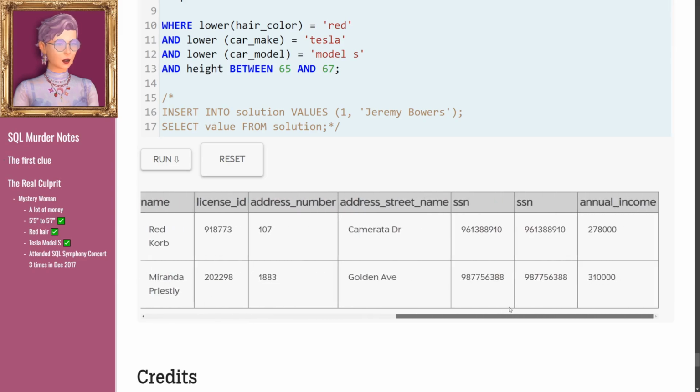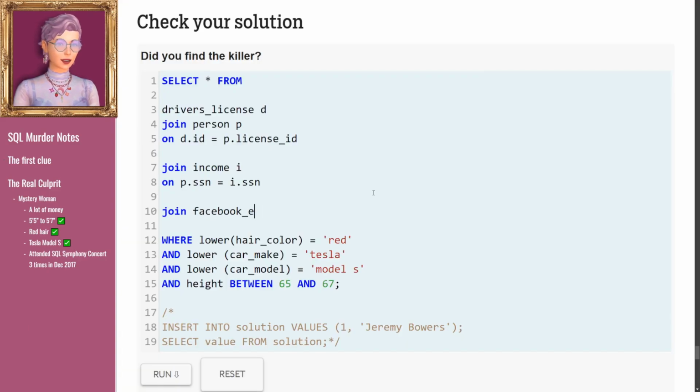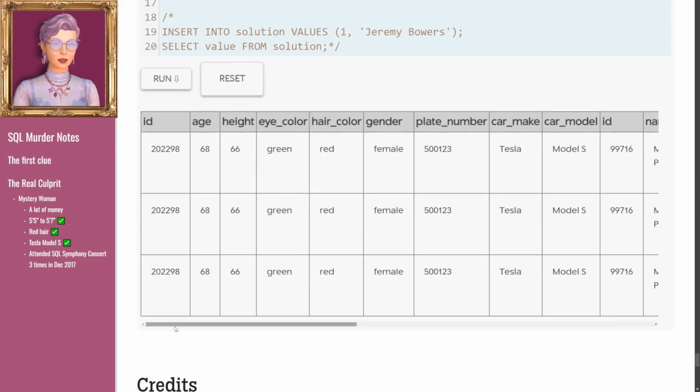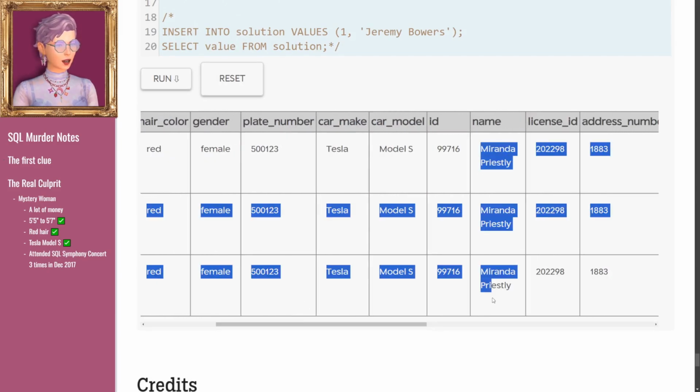So the last thing that we want to know is the Facebook event check-in stuff. So let's join with that. Join Facebook event check-in on person ID equals ID. All right, that's running. So what kind of information does Facebook check-in give us? Okay, now this is weird. Wait, all 3 of them are Miranda Priestley.